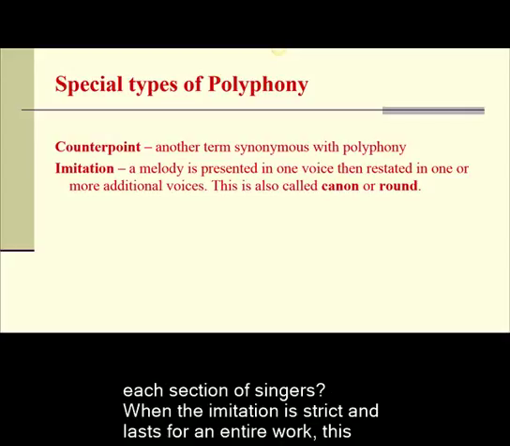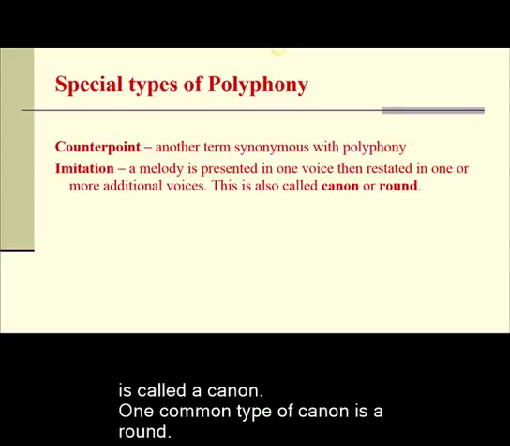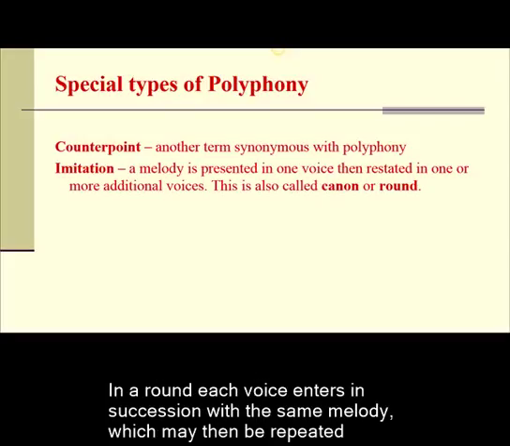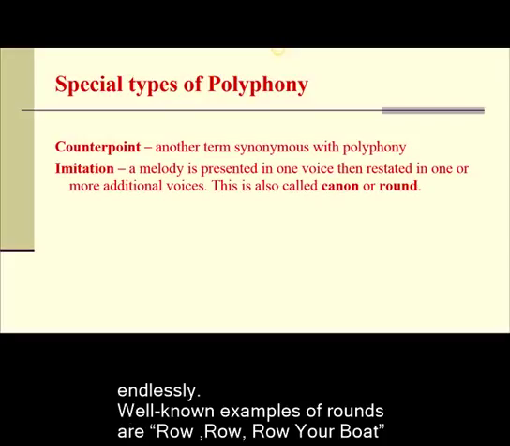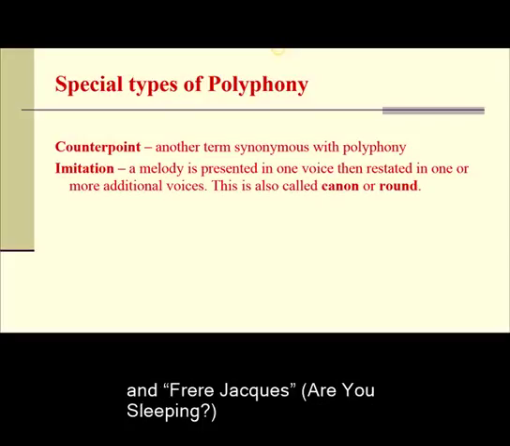When the imitation is strict and lasts for an entire work, this is called a canon. One common type of canon is a round. In a round, each voice enters in succession with the same melody, which may then be repeated endlessly. Well-known examples of rounds are Row, Row, Row Your Boat and Frere Jacques.